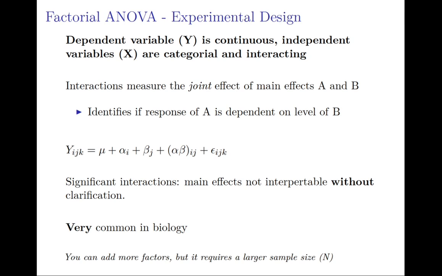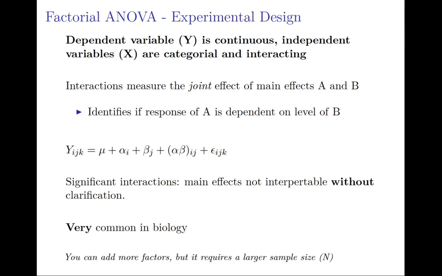So here's your equation. Don't worry about it too much, because these things start to get pretty complicated. But one really important thing to know is that if you have a significant interaction, then your main effects are not interpretable without clarification. So you need to look at your data, look at what's going on, and figure out what your result is without just looking at your main effects. These interactions are actually really common in biology, so it's really important to understand how to interpret them.